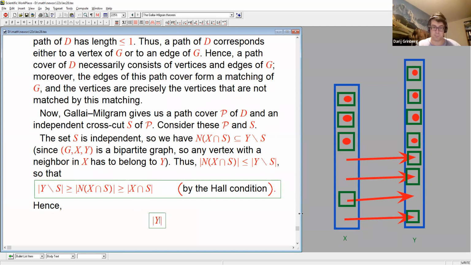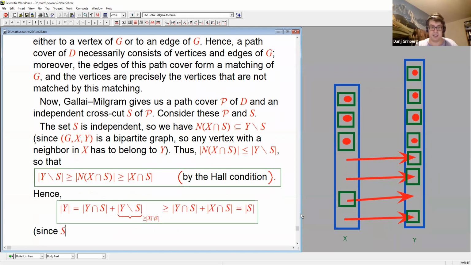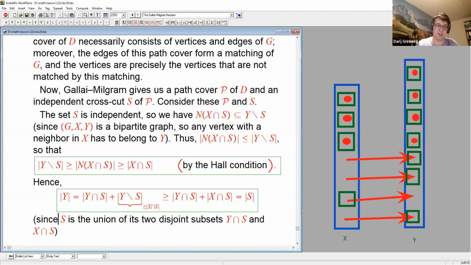So if you look at the set Y, of course, the size of Y is the size of Y intersect S plus the size of Y without S. That's just set theory. And we have just said that this is at least the size of X intersect S. So you get this plus this. And this is, of course, the size of S, because S is the union of its two disjoint subsets, Y intersect S and X intersect S.